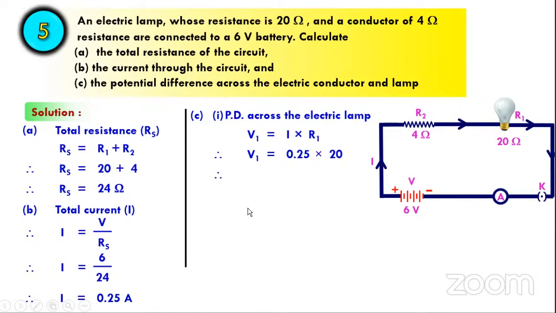So the voltage across the bulb is 5 volt. Is it right? So now look at here.